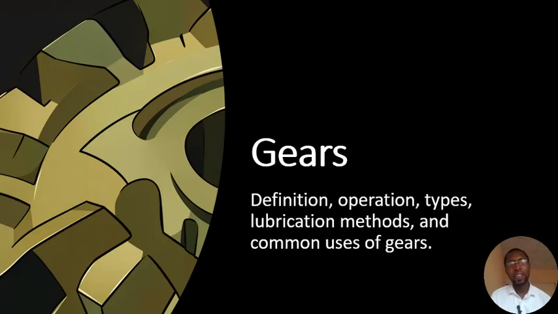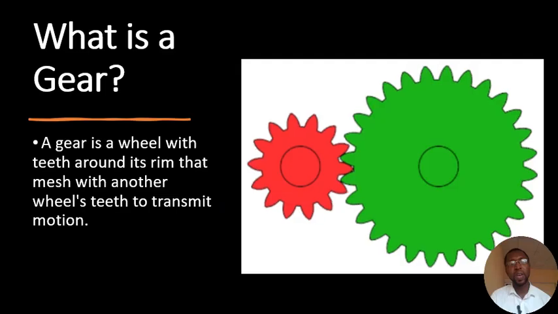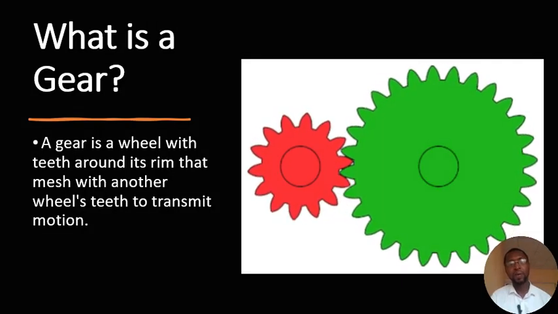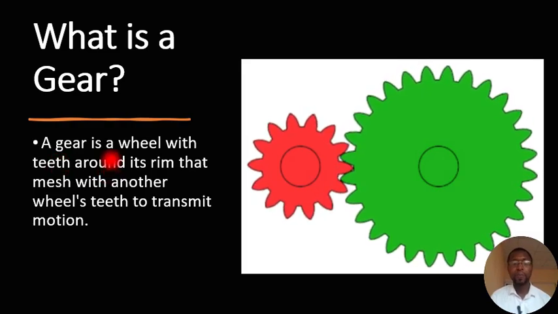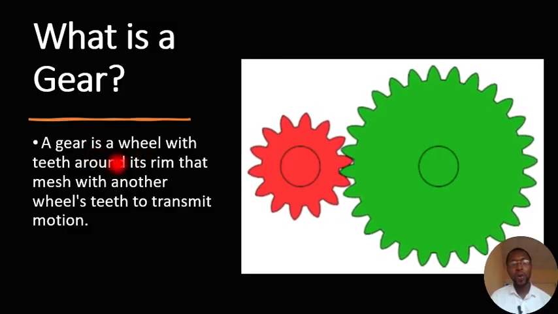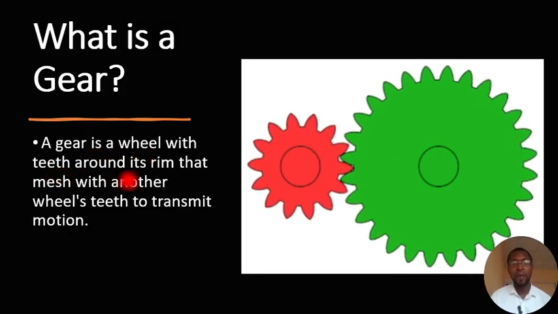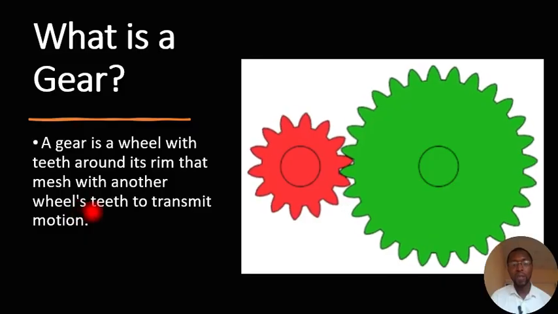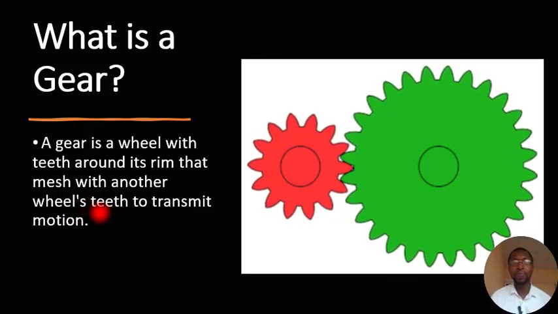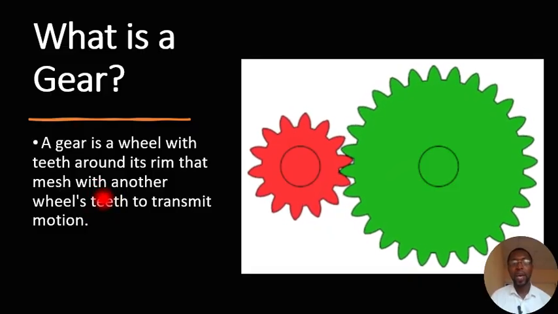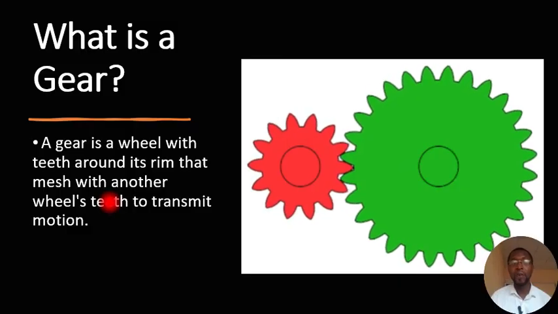Let's dive into this. So first of all, let's talk about the definition of a gear. What is a gear? A gear is a wheel with teeth around its rim that merge with another wheel's teeth to transmit motion. So that's just a simple definition of a gear. A wheel with teeth around its rim.